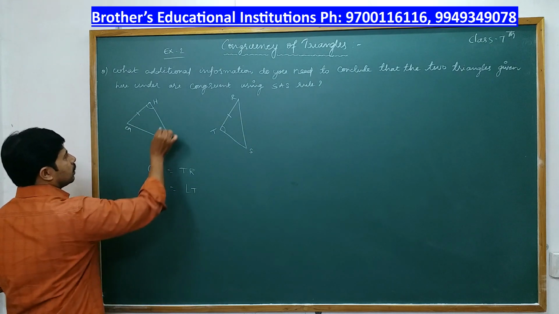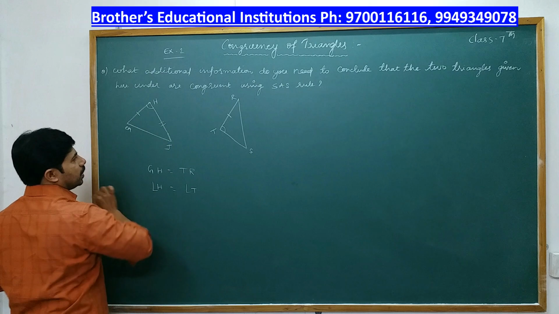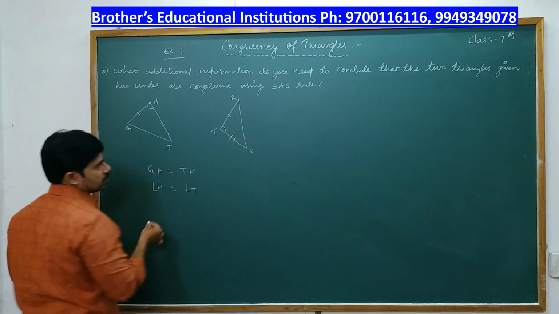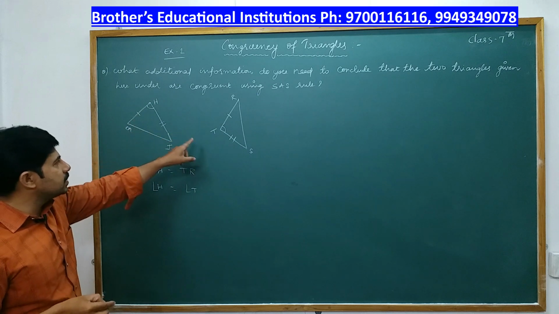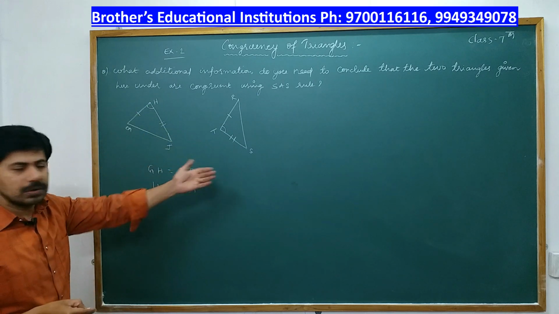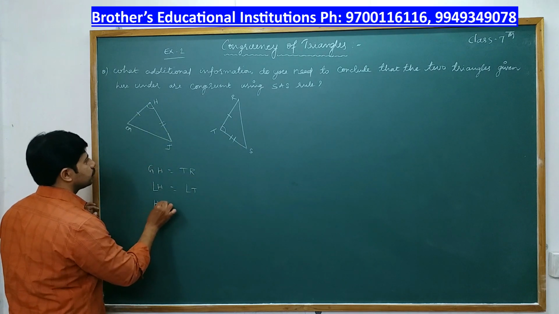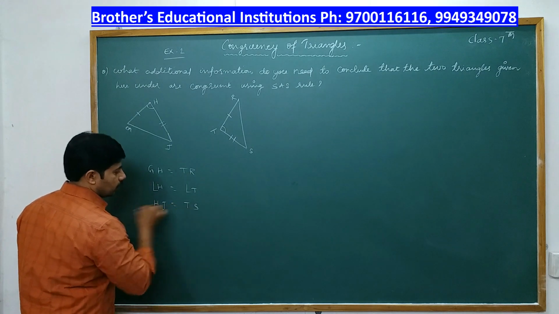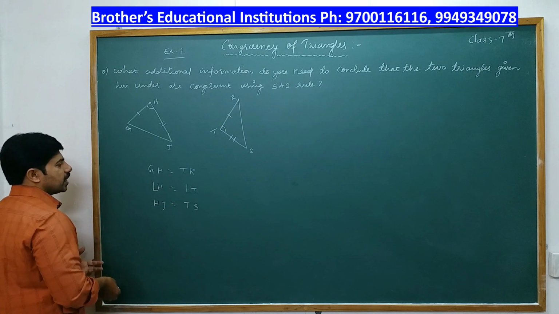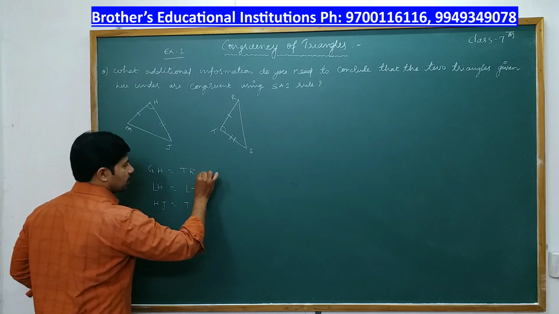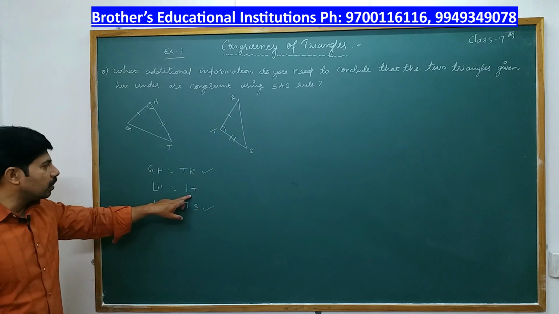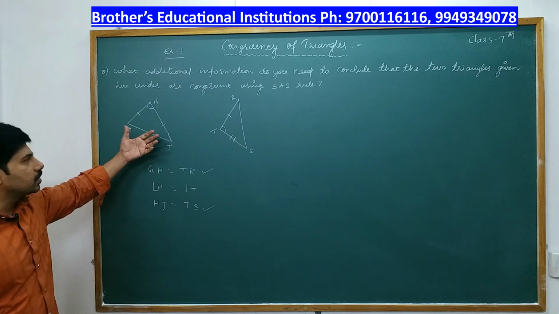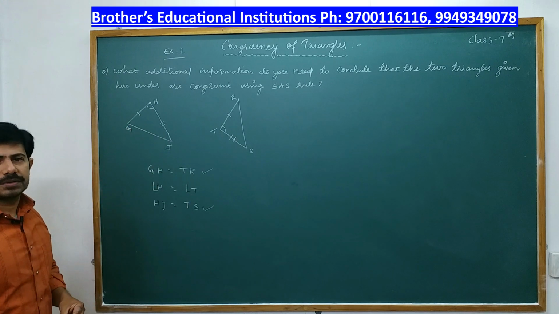Then HJ is equal to TS, because the angle should be included between the two sides. That is the reason I am taking HJ is equal to TS. So what is the additional information here? These two sides we are giving as the information. Angle H is equal to angle T, they have already given. Okay, so this is completed.